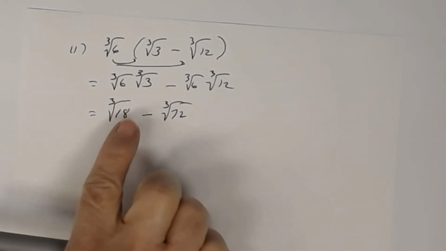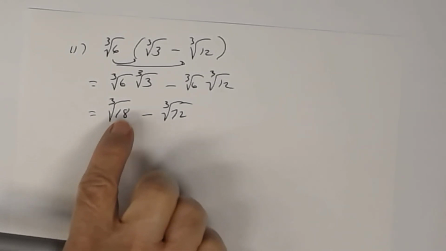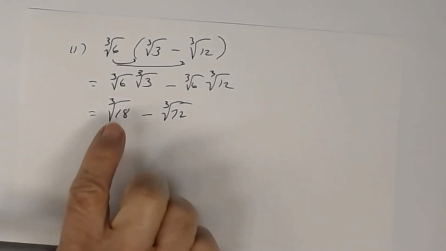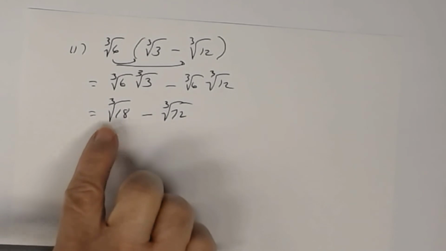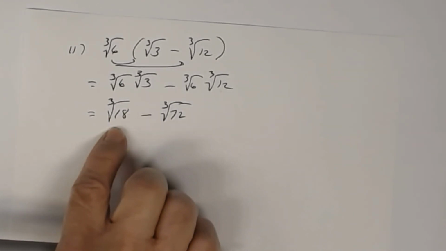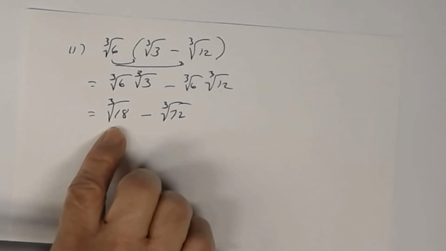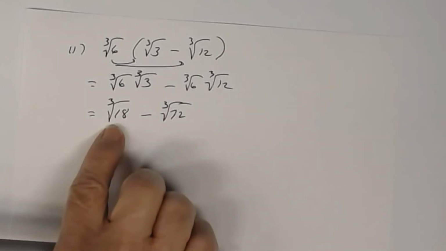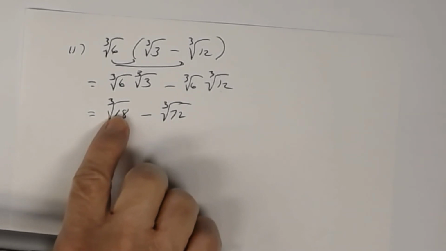So is there a perfect cube other than 1 that goes into 18? So remember, your perfect cubes are 1. The next one is 8. Is 18 divisible by 8? No. The next one is 3 cubed is 27, so that's too big. So that cannot be simplified.